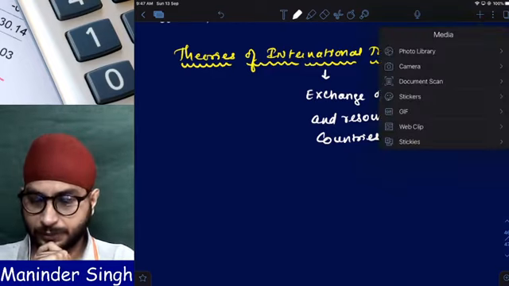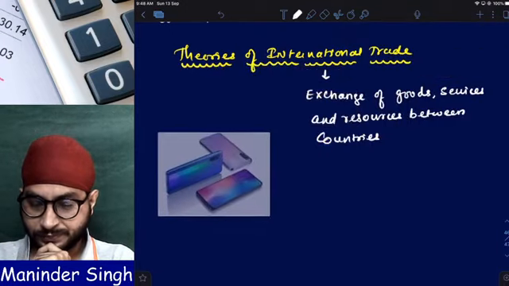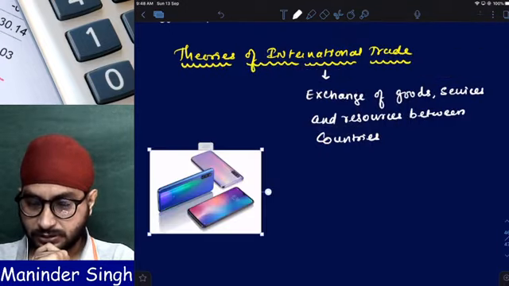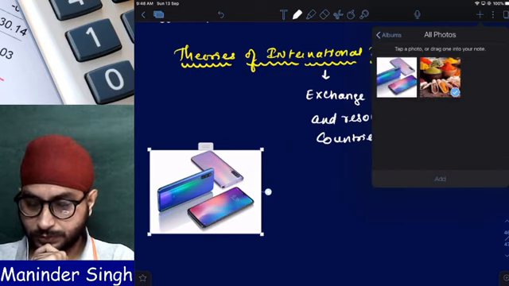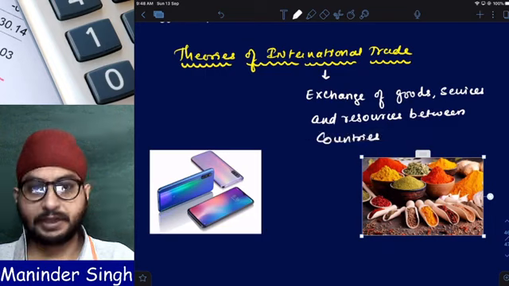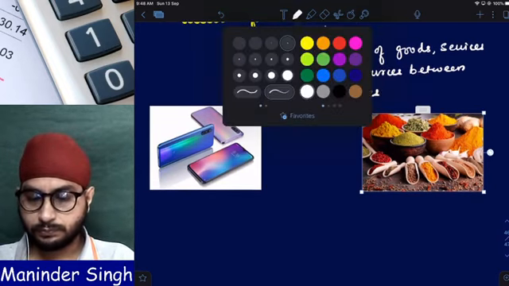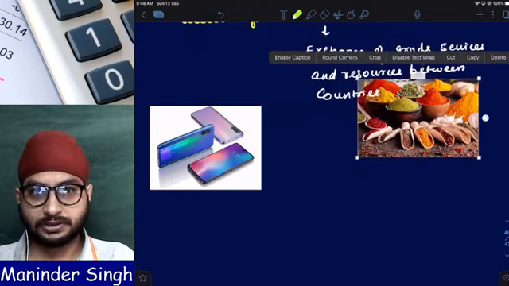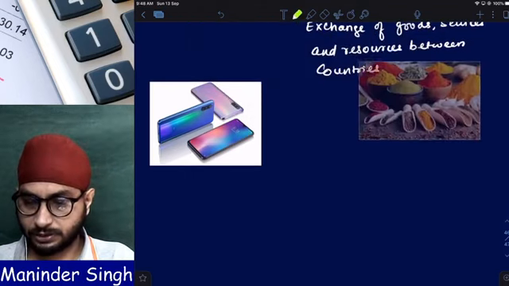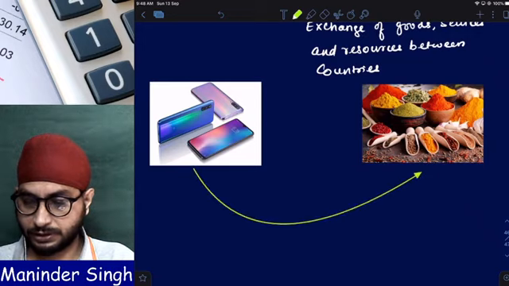Let us say, for example, tell me, what does India import mostly? Electronic items, right? India, let us say, has two goods. Now tell, will India import electronics or export electronics? Simple. So India imports electronics. Clear?